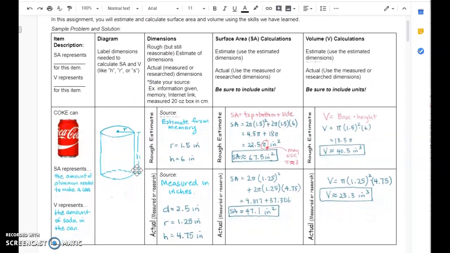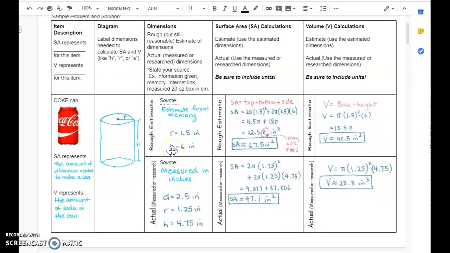If the first question was, if we were looking at a Coke can, then in the first column you are supposed to write 2 things. What does surface area represent? It represents the amount of aluminum needed to make a can. And then what does the volume represent in this case? The volume represents the amount of soda in the can, right? And for this column diagram, you're supposed to draw a diagram and label H and R and S, whatever is relevant for the formula that you are using.